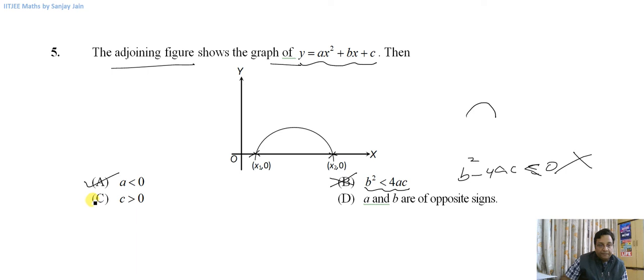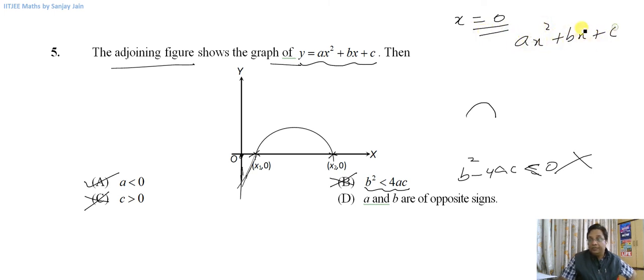Let us talk about c. c is greater than 0. No, this is also not correct because this graph will cut the y-axis on the negative side somewhere. So the sign of c is negative, right? We have discussed this because when do you find the value of c? If x is equal to 0, then what will happen to this expression? This will become 0 and it will be equal to c, right? So y will be equal to c at x equal to 0. So x is 0 and what is y? y is on the negative side. So c is negative in this case and this option is incorrect, right?